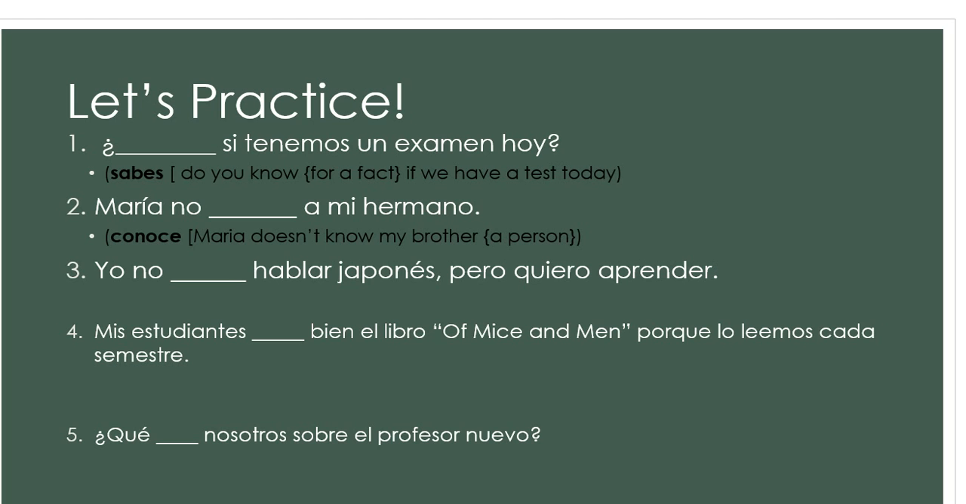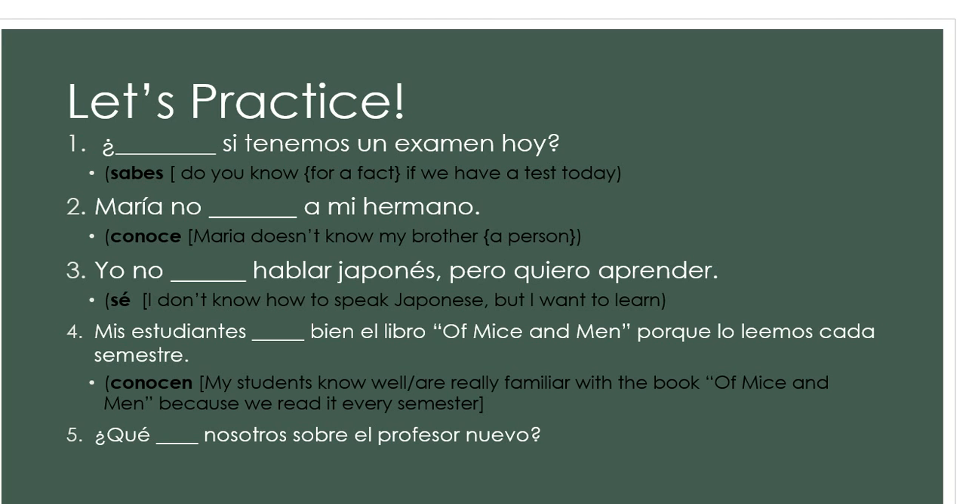Number 3, yo no blank hablar japonés, pero quiero aprender. The answer here is sé, remember that accent. I don't know how, remember how we talked about the word "how" and how that's implied, to speak Japanese, but I want to learn. 4. Mis estudiantes blank bien el libro of Mice and Men porque lo leemos cada semestre. The answer is conocen. My students know well, or they are really familiar with the book of Mice and Men.